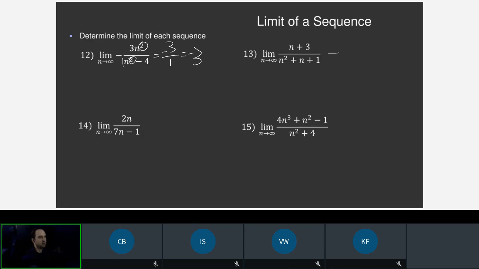So this is definitely, it's bigger on bottom, so the limit is 0. Number 14, looks like they are the same exponent-wise, so that's 2 over 7. And number 15, it's bigger on top. So if it's bigger on top, it goes to infinity, which tells us there is no limit, right? Saying no limit is implying it goes to infinity, whether it's positive or negative.